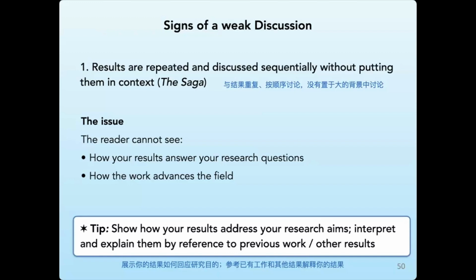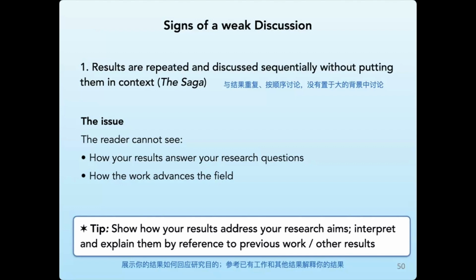So if I just go through each result in turn and say, this is what we found, this is how I interpret it, we're not synthesizing. We're not pulling our results together to provide a picture and show how we've addressed our aims. So if we think about framing the discussion around our hypotheses and our research aims, interpreting and explaining them by reference to previous work in that context, then we already have a much stronger discussion.